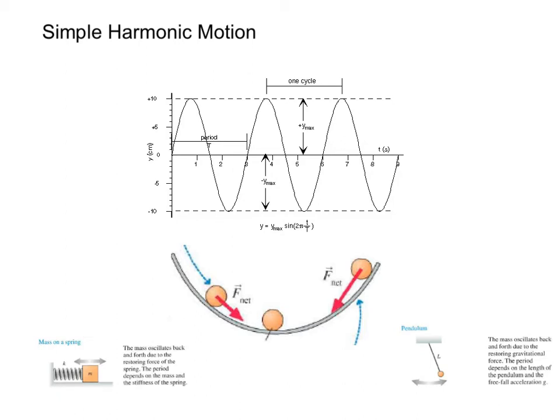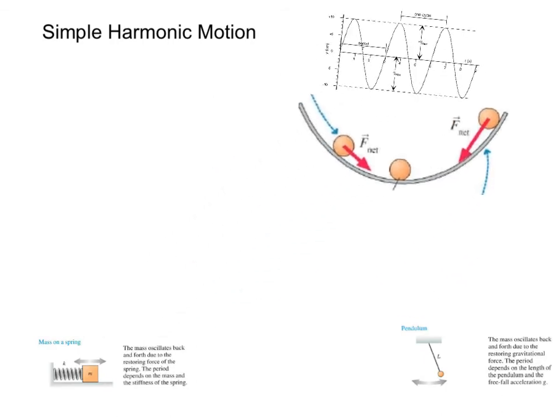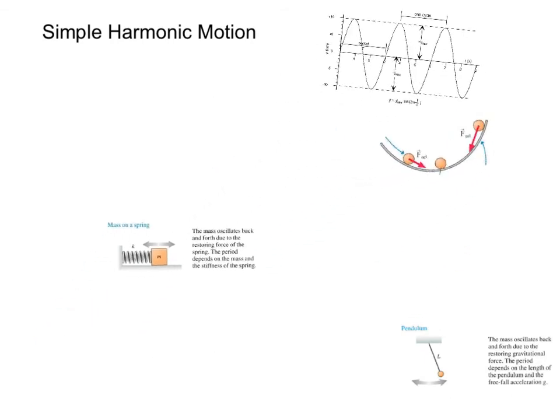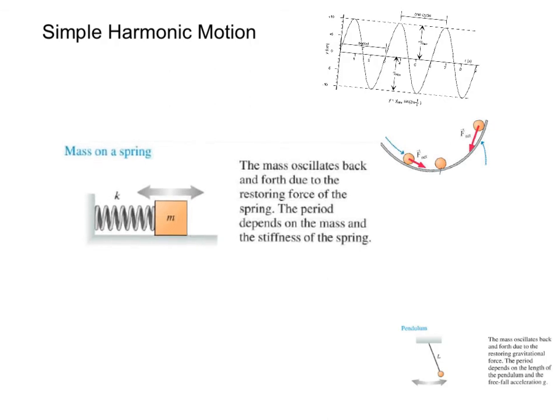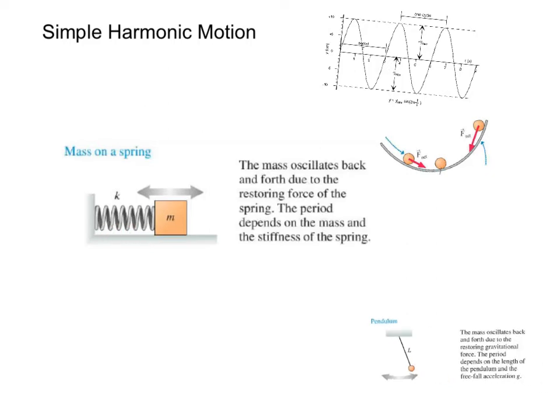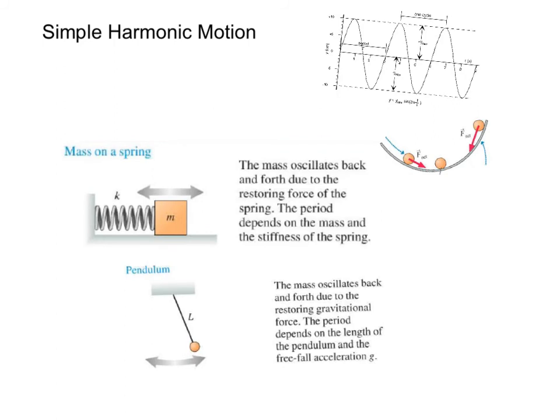What we're going to find is that simple harmonic motion is really common, but most cases of simple harmonic motion can be modeled as one of two different situations. The first would be a mass on a spring, where the mass oscillates back and forth due to the restoring force of that spring. And the second is going to be a pendulum, where the mass oscillates back and forth due to the restoring gravitational force.